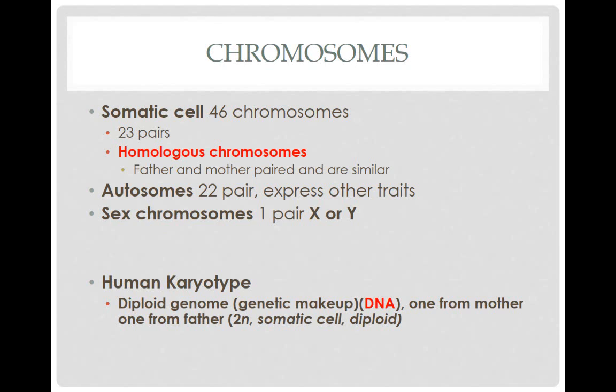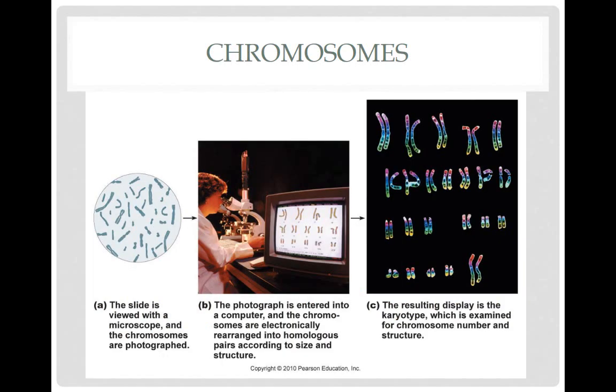And so this whole thing that we're looking at is the human karyotype, which is the diploid genome, one from mom, one from dad, which creates these 46 chromosomes, our genetic or our DNA makeup. And you can see here in this picture all the different chromosomes that we're slowly evolving and finding different genes and what they do.